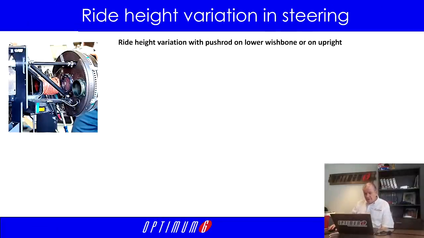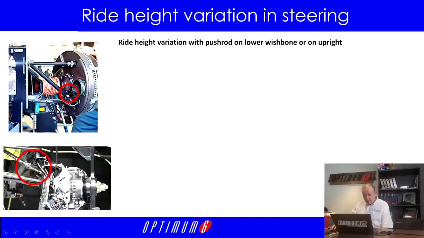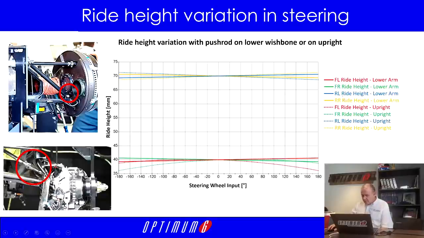And then the ride height variation in steering could be very different if you have a push rod directly connected to the wishbone, or a push rod directly connected to the upright. You have an example here. All the straight lines are with a pickup point on the lower A-arm, and here they are connected with the upright. And it's not negligible, because when you turn the steering wheel, let's say 180 degrees, you go from 41 to 36 millimeters, 5 millimeters less. So I can tell you in terms of aerodynamics, that's going to make a huge difference. Positive, negative, give me your ROM and tire model, and I will tell you which ride height you need in which corners. Okay.